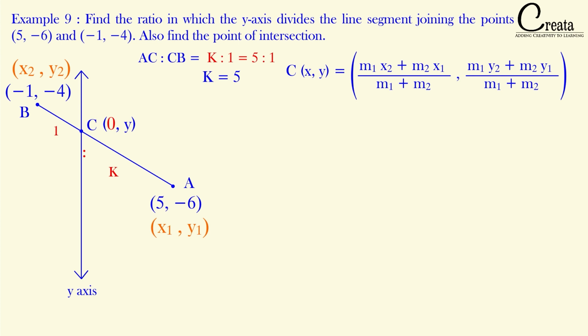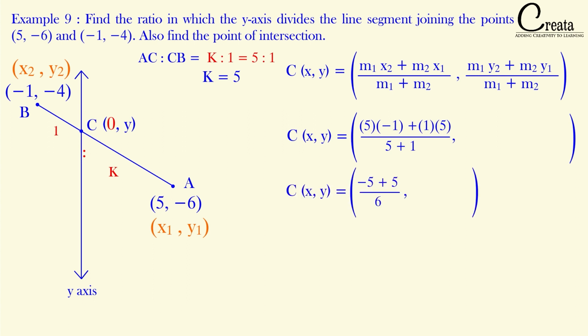Further, we also have to find the coordinate of point C. So we can use the section formula to find the coordinate of point C. We already know our x coordinate is 0. We can just put the value in the x coordinate. We will get the x coordinate as 0.